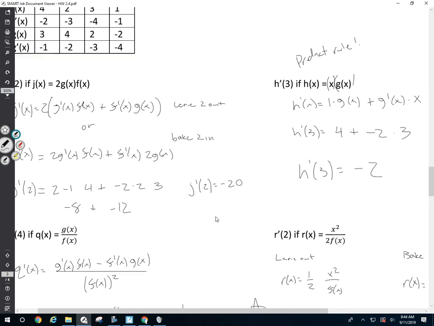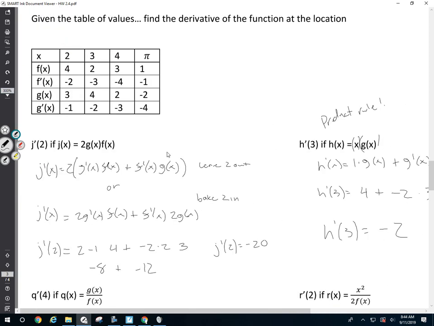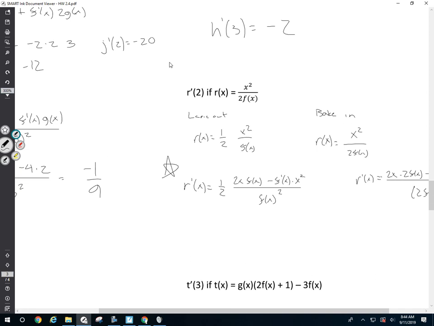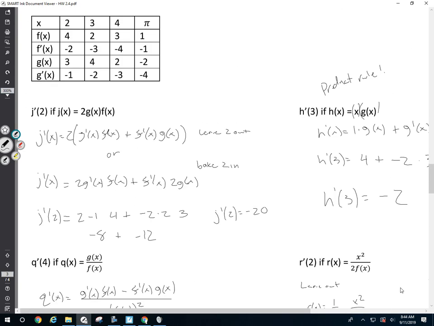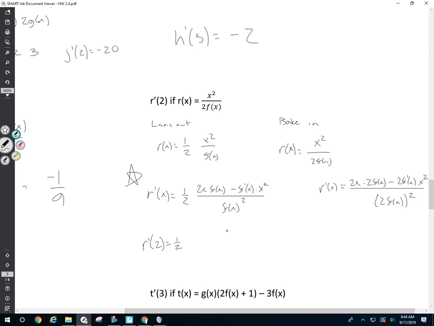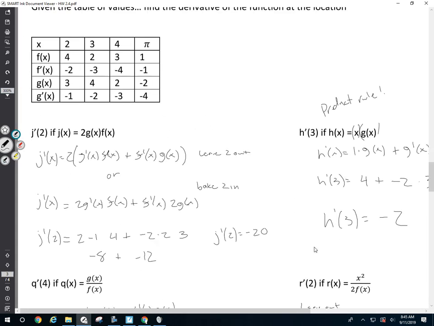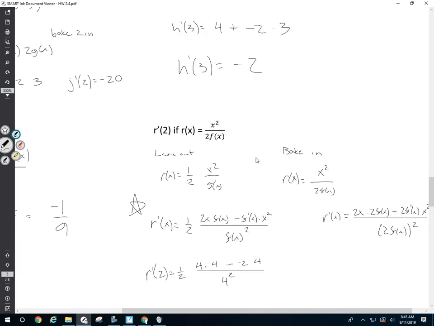So I just need to find f values at 2. F of 2 is 4, f prime of 2 is negative 2. So r prime of 2, f of 2 is 4, f prime of 2 is negative 2. So this is 2 times 2. That's 4, f prime of 2, negative 2. This is 4, this is 4 squared, right? F of 2, well, it's 4, f prime of 2 is negative 2. Okay, good.